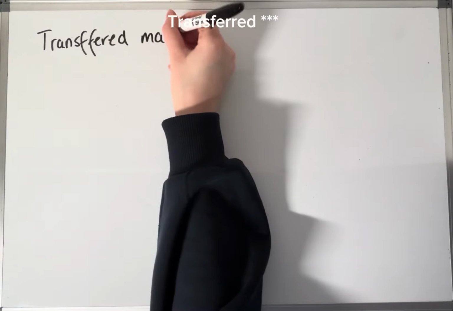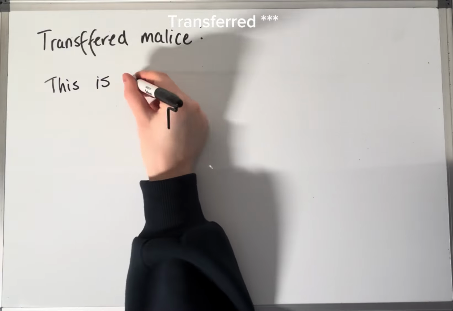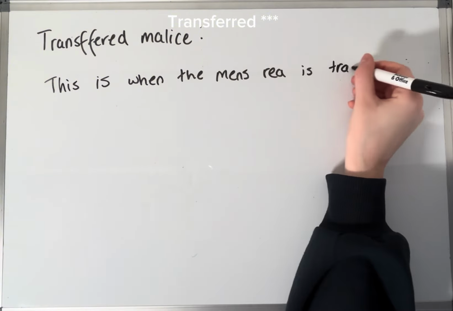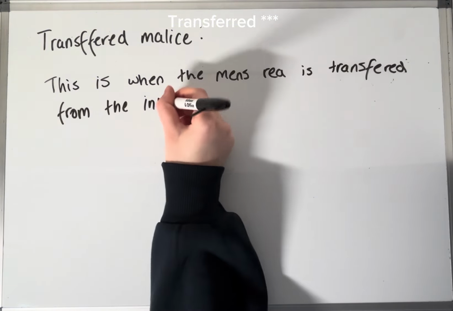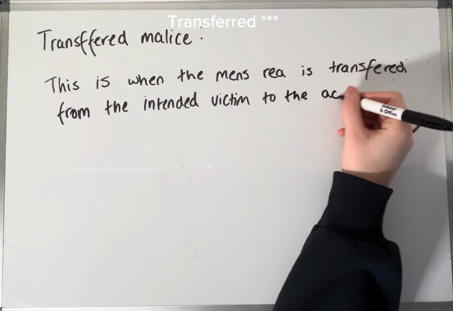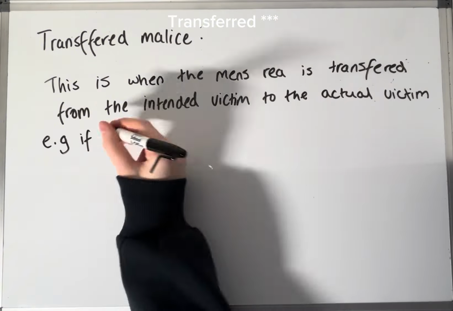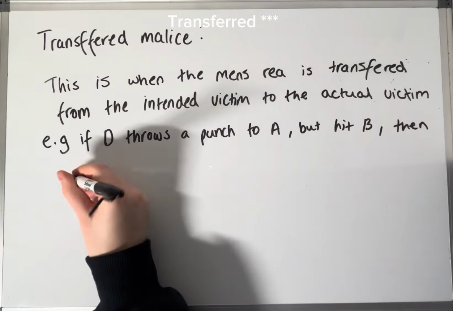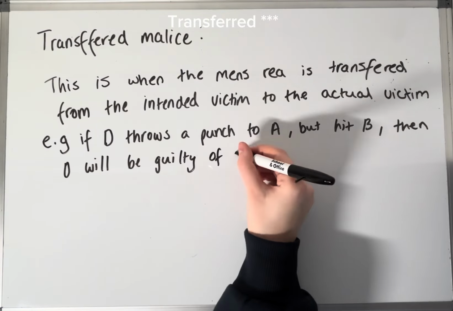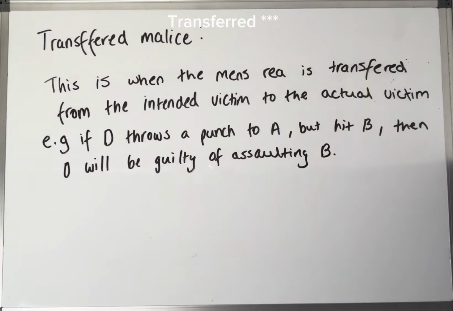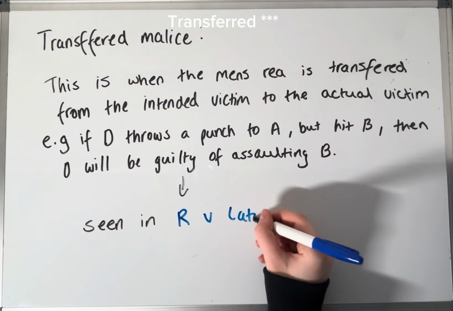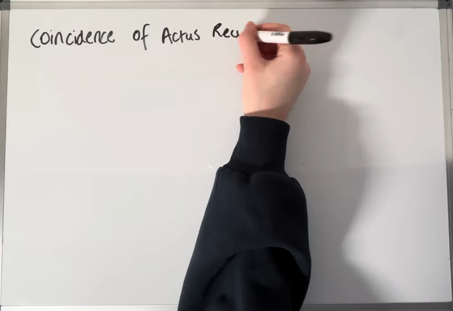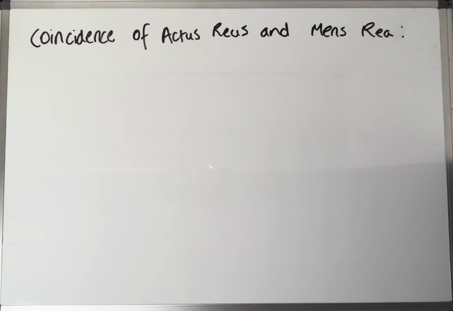Next is transferred malice. I'm sorry for the wrong spellings. This is when the mens rea is transferred from the intended victim to the actual victim. An example and an easy way to put it is if D throws a punch at A but hits B, then D would be guilty of assaulting B. This case is represented in R v Latimer.